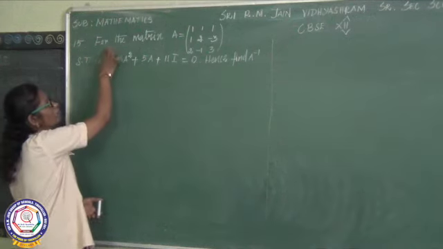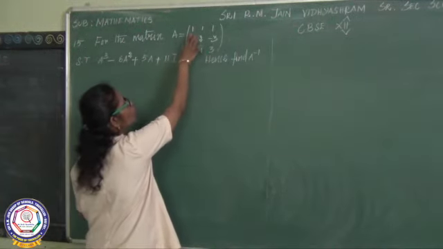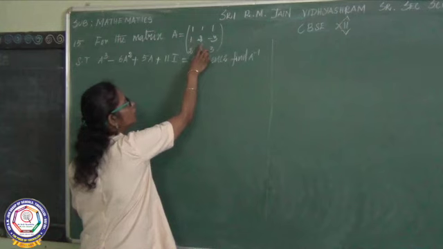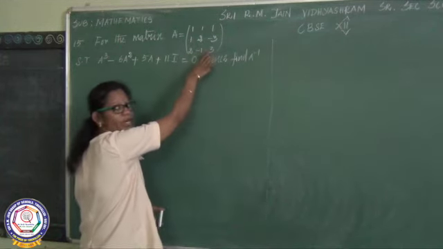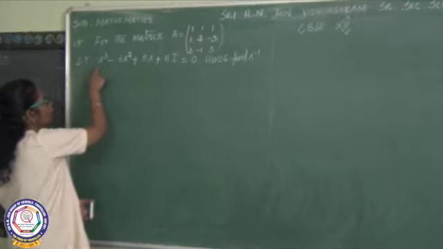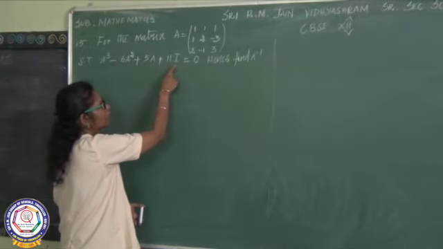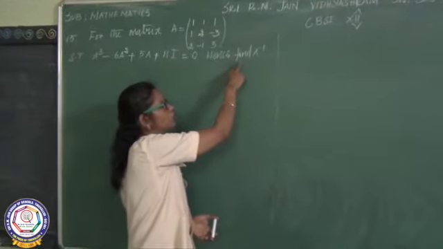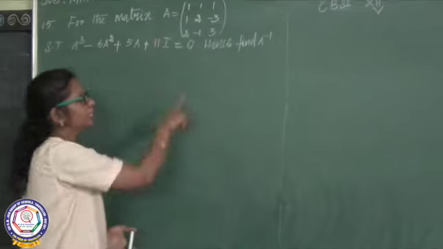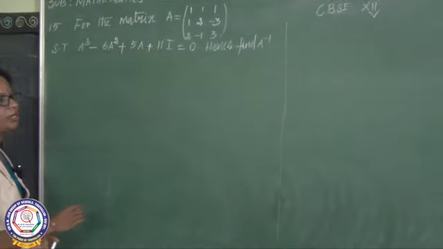Question number 15. For the matrix A equal to [1, 1, 1; 1, 2, -3; 2, -1, 3], show that A cube minus 6A square plus 5A plus 7I equal to 0. Hence, find A inverse. Here it is a 3 by 3 matrix.